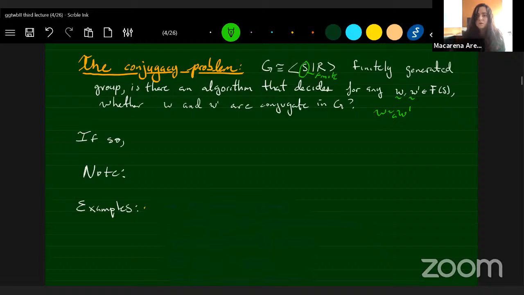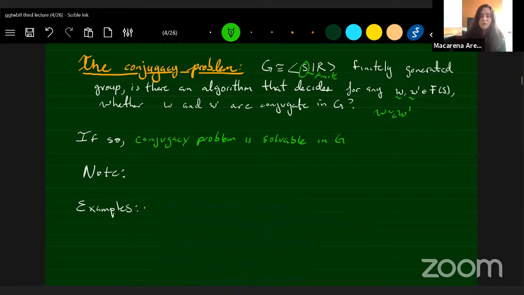If such an algorithm exists, we're going to say that the conjugacy problem is solvable in G. As in the case of the word problem, I'm implicitly saying that this is well defined for the group, that it doesn't depend on the finite presentation, and that is the case. So this is an invariant of the group.